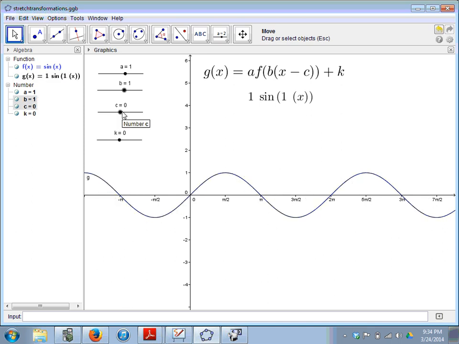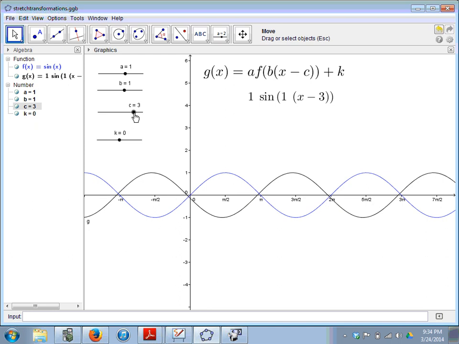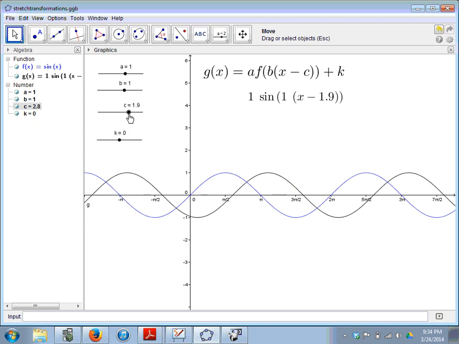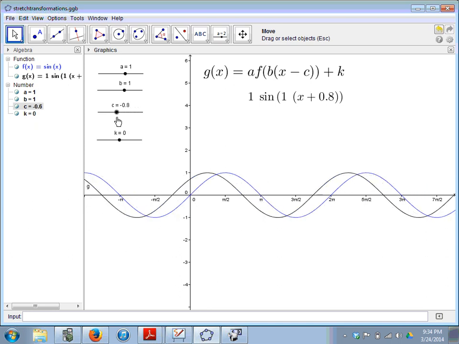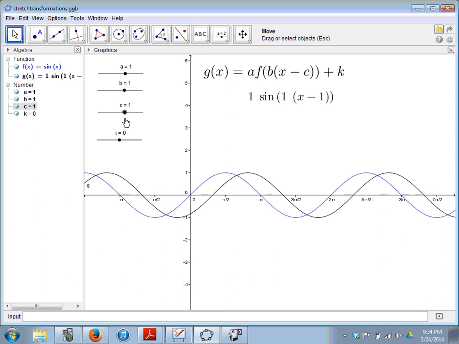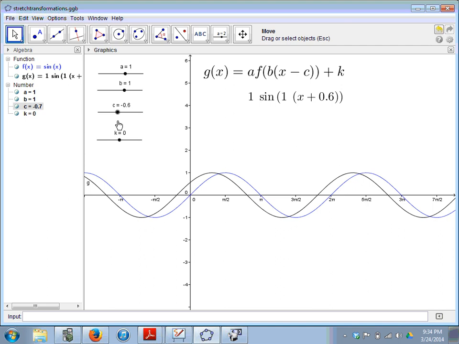Now, you might have guessed C then is going to represent the phase shift or the static transformation. So as C changes, you can see that the graph is moving right or left, but the shape is remaining the same. It's not changing the shape. That's why it's called a static transformation. It just moves the graph to the left or to the right.